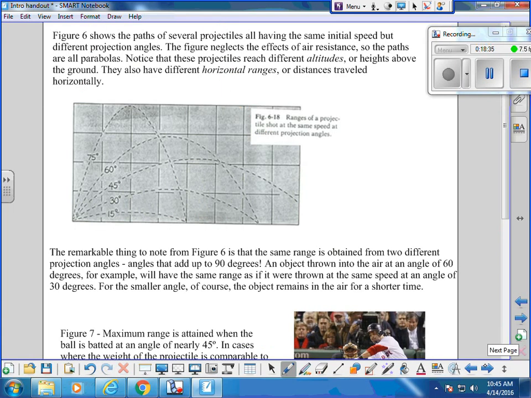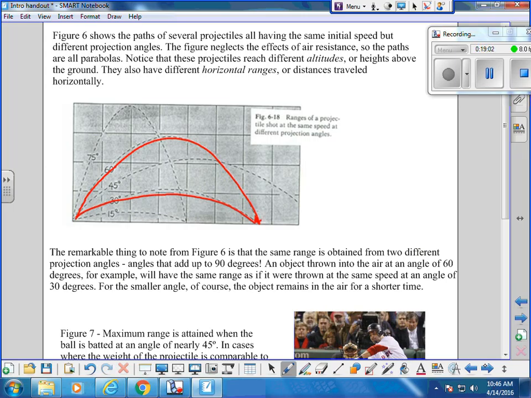Figure 6 shows the paths of several projectiles all having the same initial speed, but different projection angles. The figures neglect the effects of air resistance, so the paths are all parabolas. Note that these projectiles reach different altitudes or heights above the ground. They also have different horizontal ranges or distances traveled horizontally. And Mitch is right. There's the 30-degree one. There's the 60-degree one. They land at the same spot.